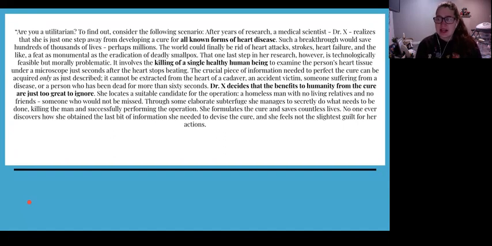Dr. X decides that the benefits to humanity from the cure are just too great to ignore. She locates a suitable candidate for the operation, a homeless man with no living relatives and no friends, someone who would not be missed. Through some elaborate subterfuge, she manages to secretly do what needs to be done, killing the man and successfully performing the operation. She formulates the cure and saves countless lives. No one ever discovers how she obtained the last bit of information she needed to devise the cure, and she feels not the slightest guilt for her actions.